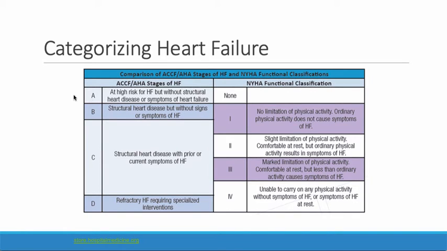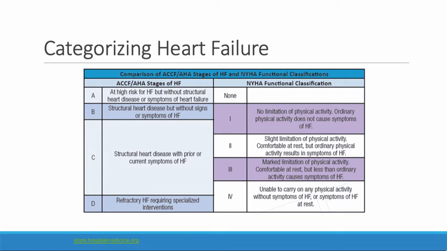So stage A is someone who's at risk for heart failure. So who might that be? Think to yourself, who might be someone who's at risk of heart failure but hasn't had heart failure yet? Well, how about hypertensive patients? How about diabetic patients? How about patients with kidney disease? Any of these are appropriate as stage A heart failure. They have risks for heart failure, but they haven't yet had heart failure.